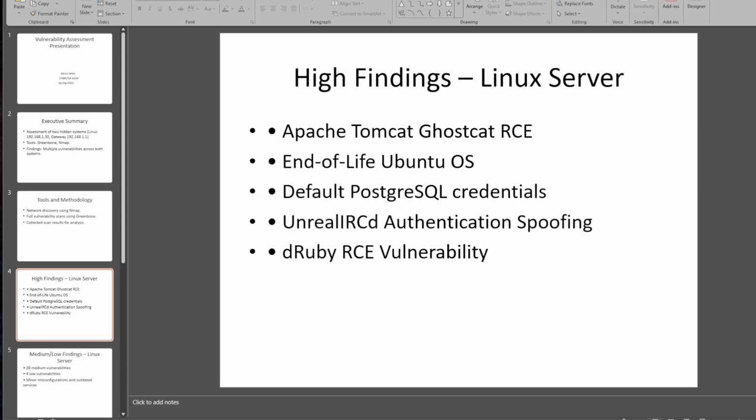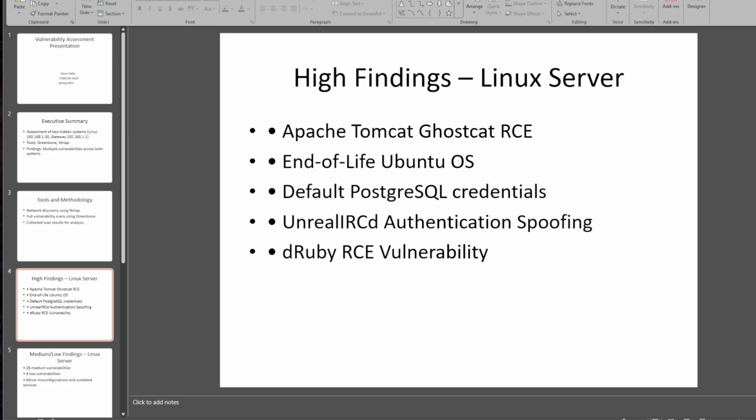So slide number 4 is my high findings for the Linux server. The Linux server presented the most serious security risk, with 15 high severity vulnerabilities. Some major findings include the Apache Tomcat Ghostcat remote code execution vulnerability, which is CVE-2020-1938. We also had the use of an end-of-life Ubuntu operating system. We had the default PostgreSQL credentials left unchanged.